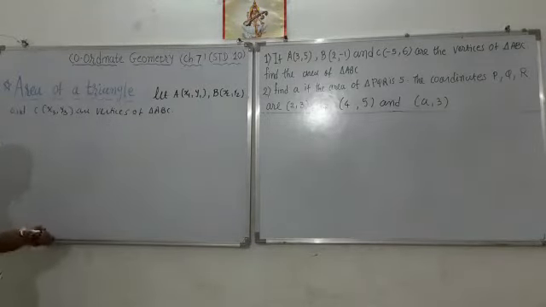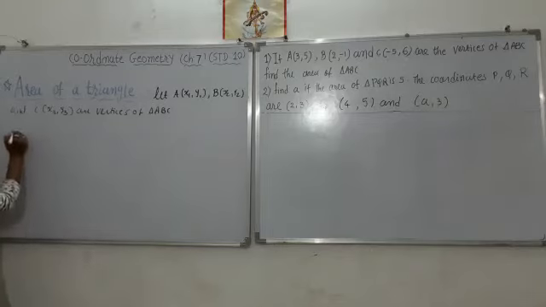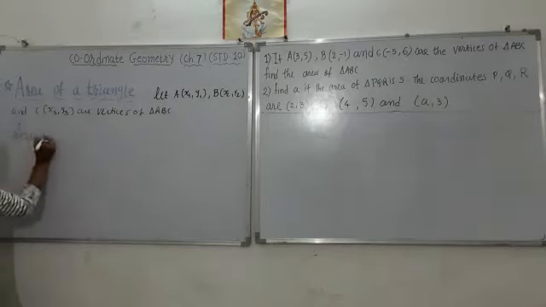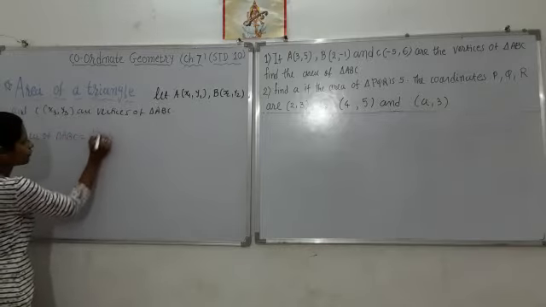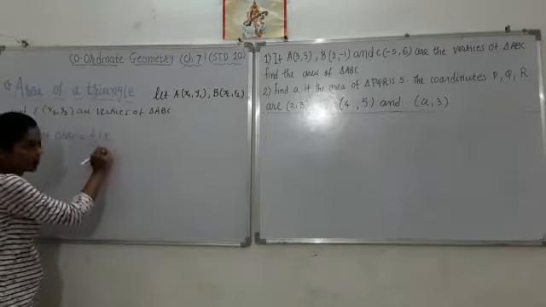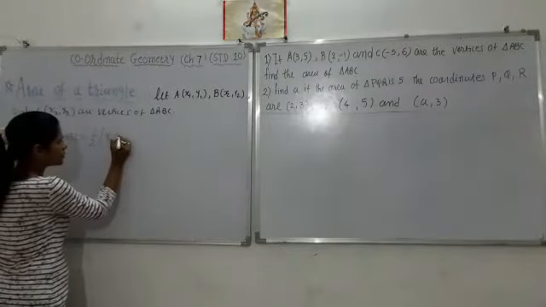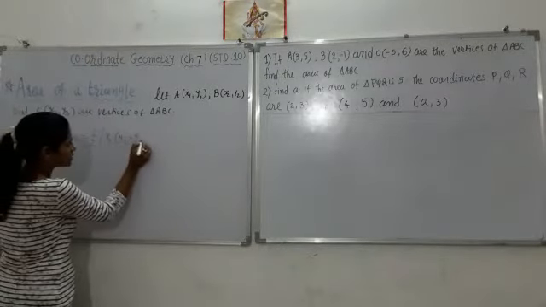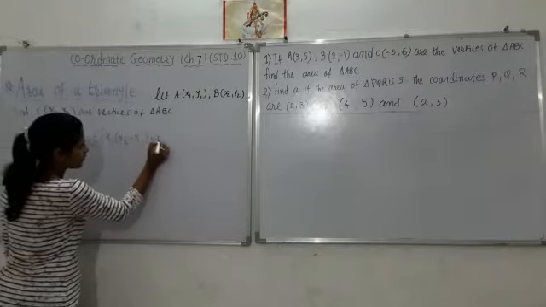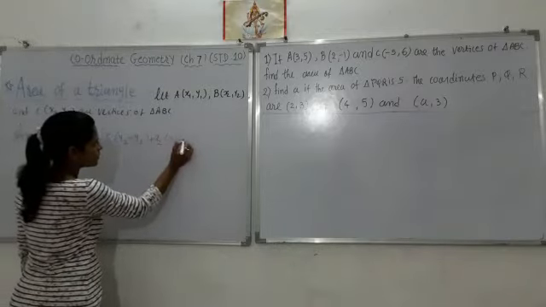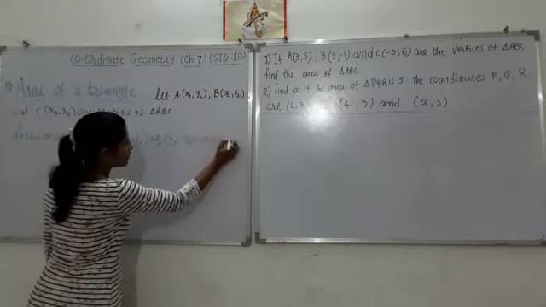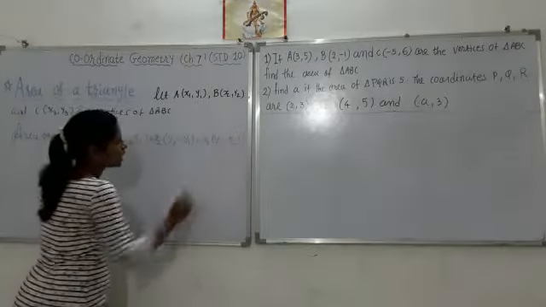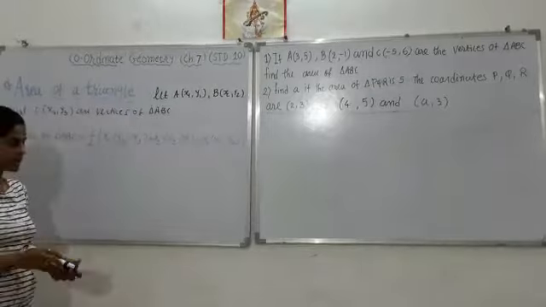Its formula is: area of triangle ABC is equal to half, modulo, x1 into (y2 minus y3), plus x2 into (y3 minus y1), plus x3 into (y1 minus y2). How can you remember this formula easily?